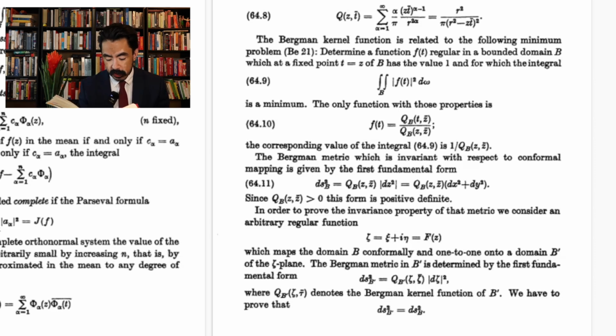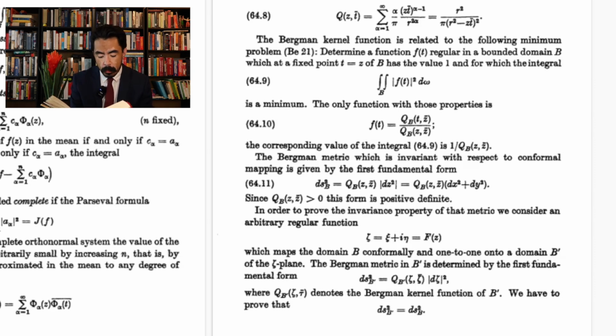The Bergman metric, which is invariant with respect to conformal mapping, is given by the first fundamental form: ds_B squared is equal to Q_B(z, z̄) times the magnitude of dz squared, which is equal to Q_B(z, z̄) times the quantity dx² plus dy². Since Q_B(z, z̄) is greater than 0, but not equal to 0, so it's positive, this form is positive definite.